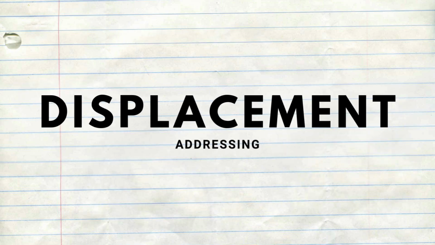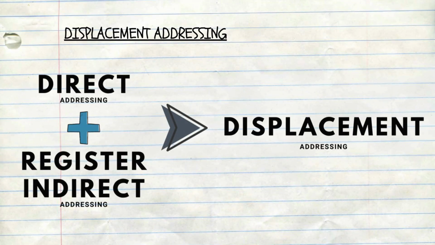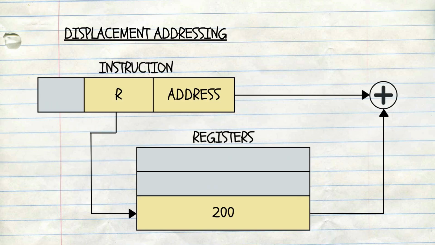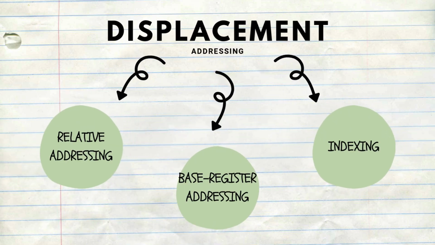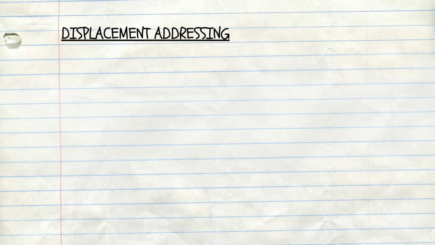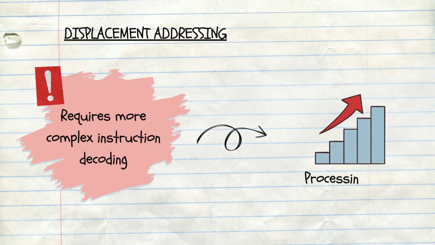Okay, now we will continue with the displacement addressing mode. This addressing mode is a versatile mode that combines the capabilities of direct and register indirect addressing. The effective address is calculated by adding a constant value, or displacement, to the contents of a register. Then, the calculated value will be an address for the operand in memory. This mode is highly flexible and is commonly used for relative addressing, base register addressing, and indexing. While displacement addressing offers great functionality, it requires more complex instruction decoding, which can increase processing time.